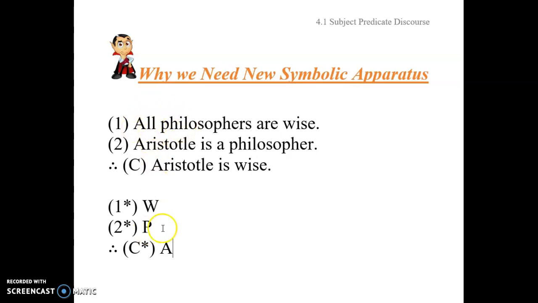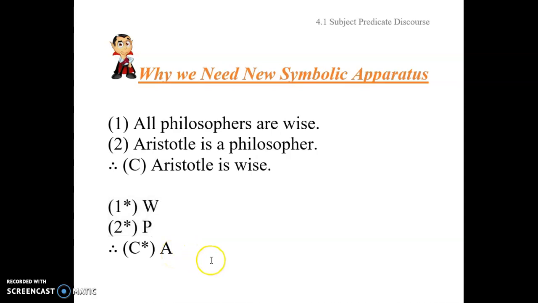But you might end up symbolizing this argument, which we regard as valid, this way. But notice, if you run this on a truth table, it's going to come out invalid, right? Just consider the case where W is true, P is true, and A is false. Similarly, from your syntactic rules, you're not going to be able to get from W and P to A. There's just no way to do that, okay?